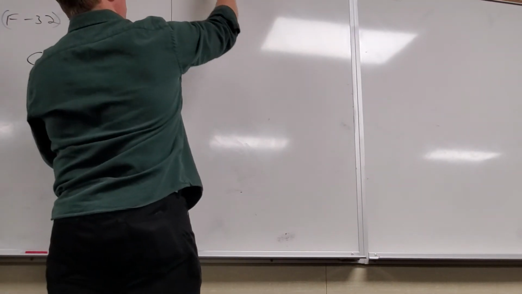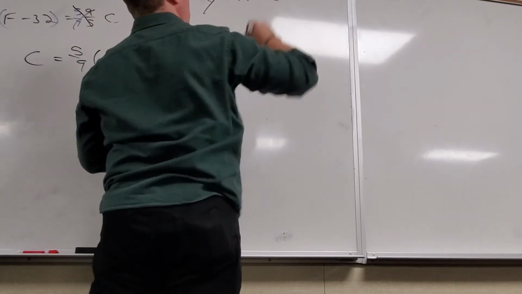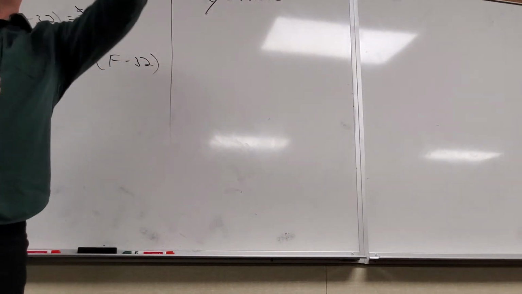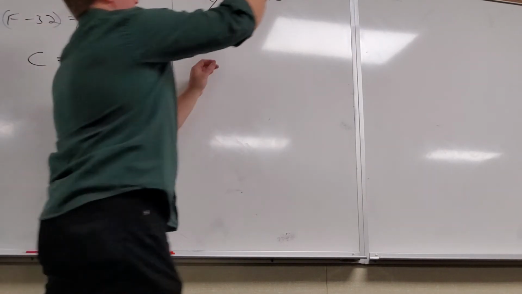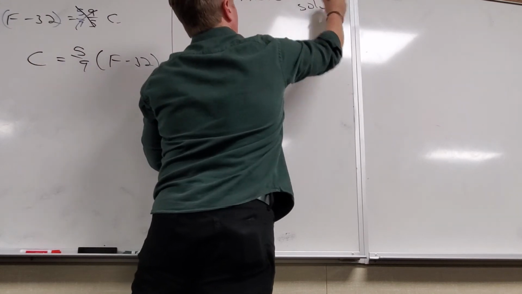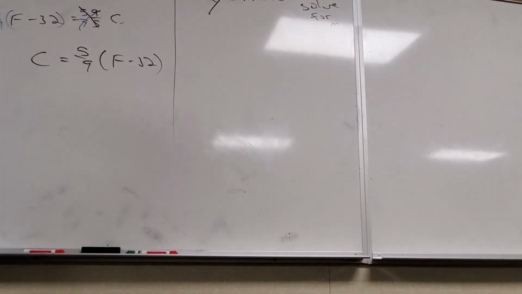How would I solve? Well, here's an equation we should know. Maybe? Anybody know that one? Slope intercept form. Yeah. So I want to solve for M just to be different. So how would I solve that for M?